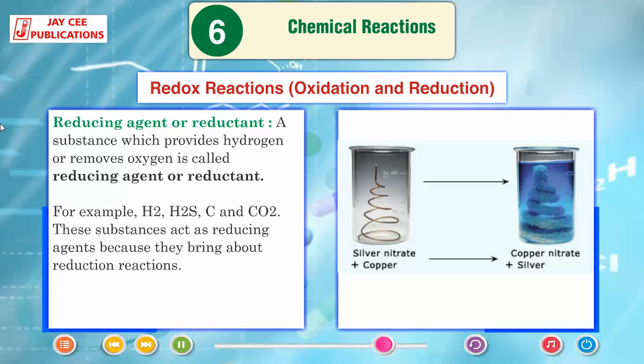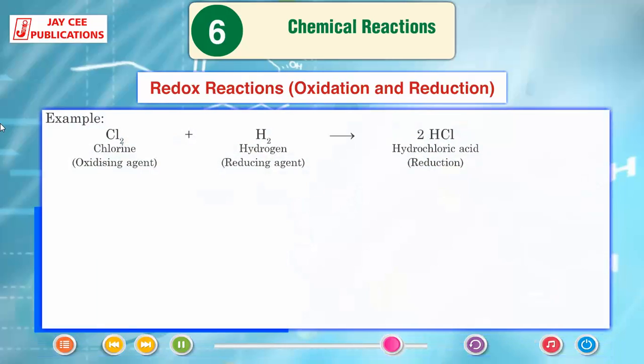Reducing agent or reductant. A substance which provides hydrogen or removes oxygen is called a reducing agent or reductant. For example, H2, H2S, C and CO2. These substances act as reducing agents because they bring about reduction reactions.